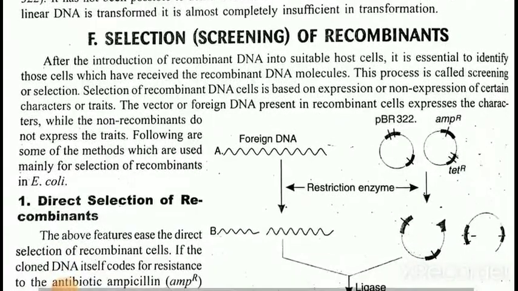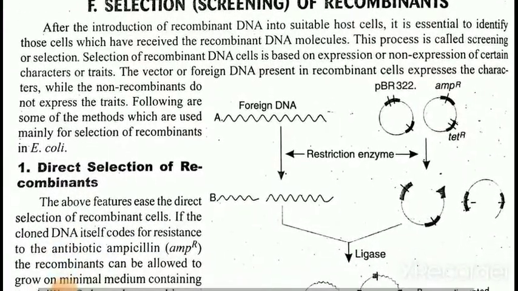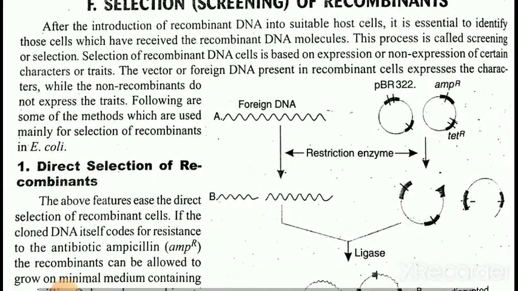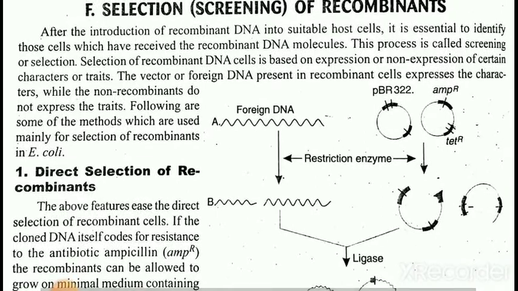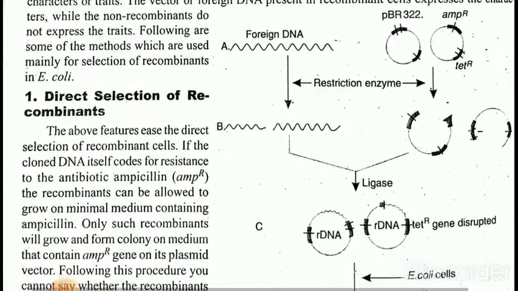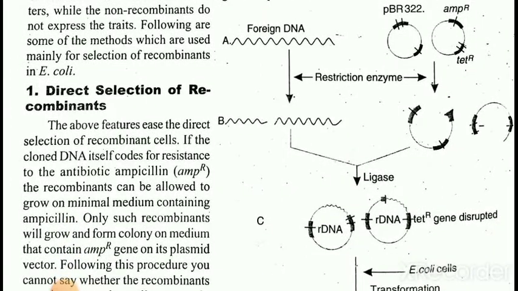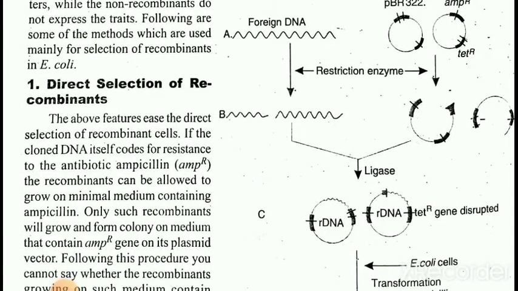Selection of recombinant DNA cells is based on expression or non-expression of certain characters or traits. The vector or foreign DNA present in recombinant cells expresses the characters, while the non-recombinants do not express the traits. Following are some of the methods which are used mainly for selection of recombinants in E. coli. 1. Direct selection of recombinants. The above feature is the direct selection of recombinant cells.